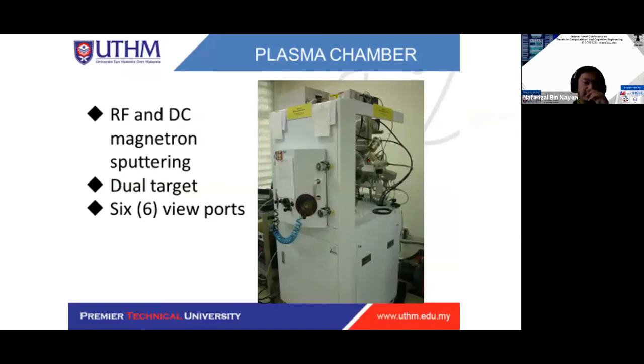So this is the plasma chamber that we use for our experiment. We call it an RF and DC magnetron sputtering plasma. So we have dual target. We have 6 viewports. This is one example of the six viewports. This viewport is useful for us to attach the Langmuir probe, and to attach the OES, optical emission spectroscopy, study.